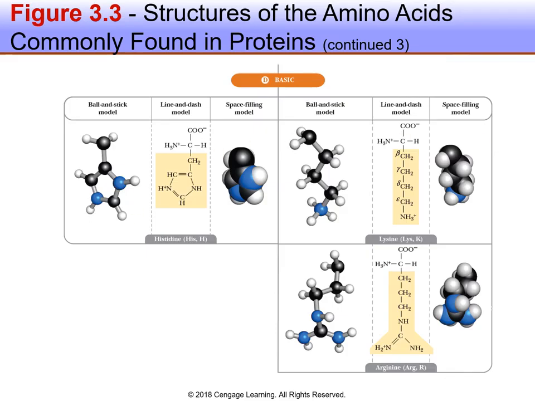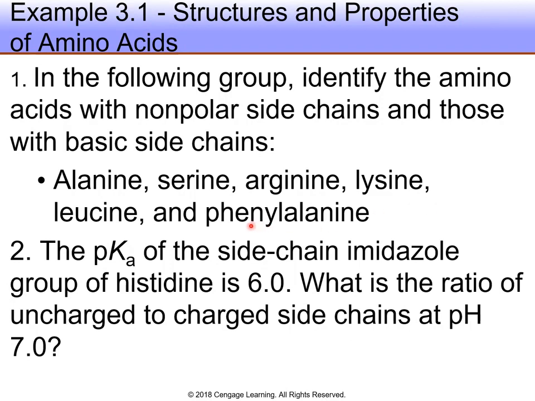Now after that, we can look at this example here. Structures and properties of amino acids. In the following group, identify the amino acids with nonpolar side chains and those with basic side chains: alanine, serine, arginine, lysine, leucine, and phenylalanine. And second question, the pK of the side chain imidazole group of histidine is 6. What is the ratio of the uncharged to charged side chains at pH equal to 7?